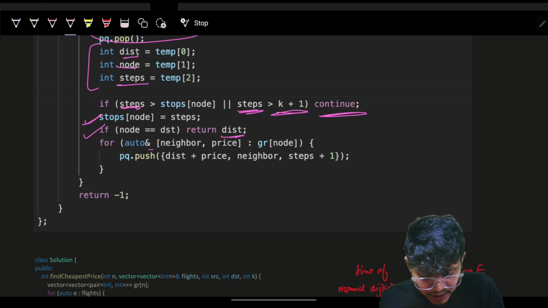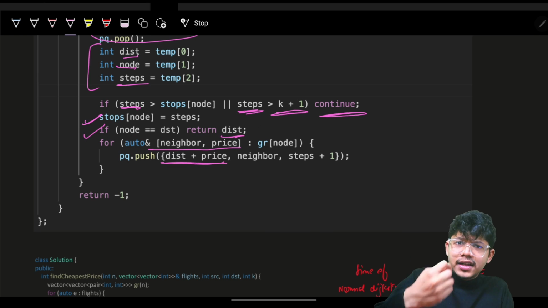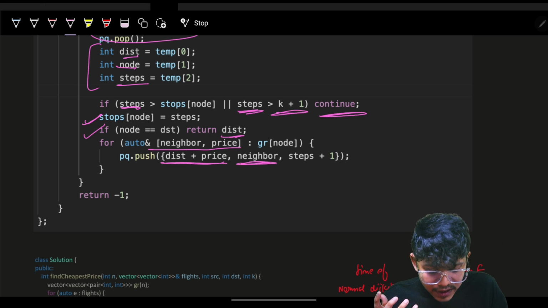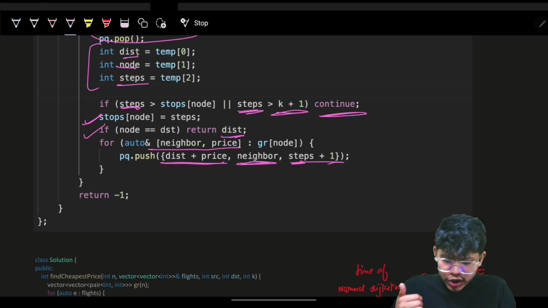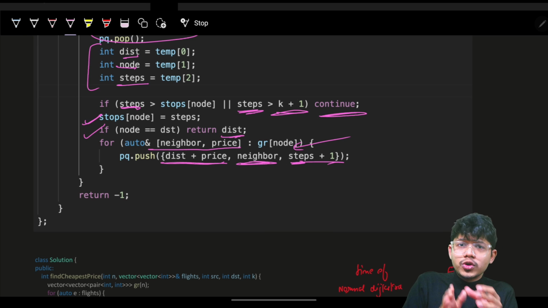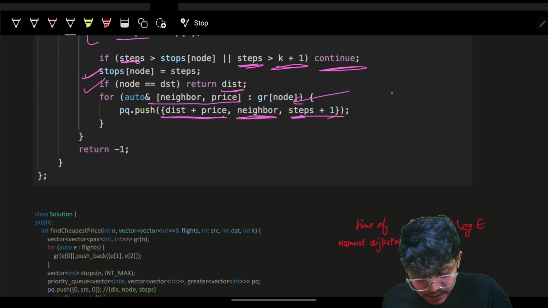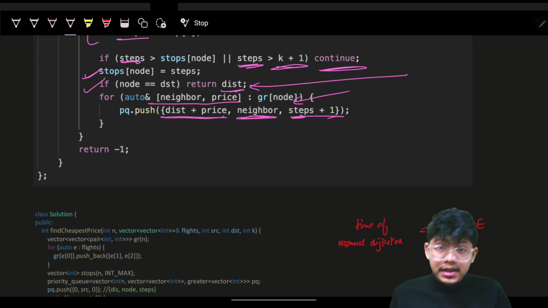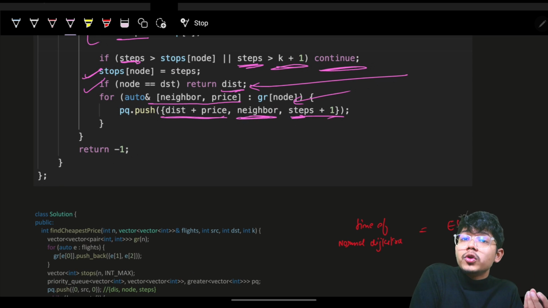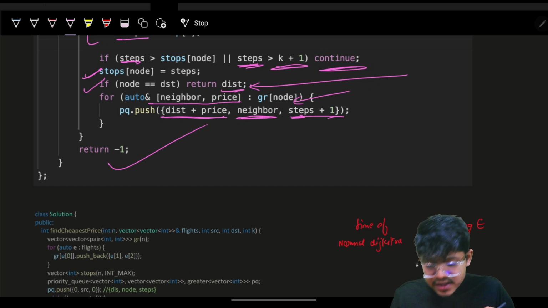Simply go on to the neighbors and add distance plus price, with the neighbor and steps plus 1. Although you can also add the if condition which you use in a standard Dijkstra's, it will not have much effect. And that's how ultimately you will return your minimum distance if you are able to encounter your destination. If not, then simply return -1.